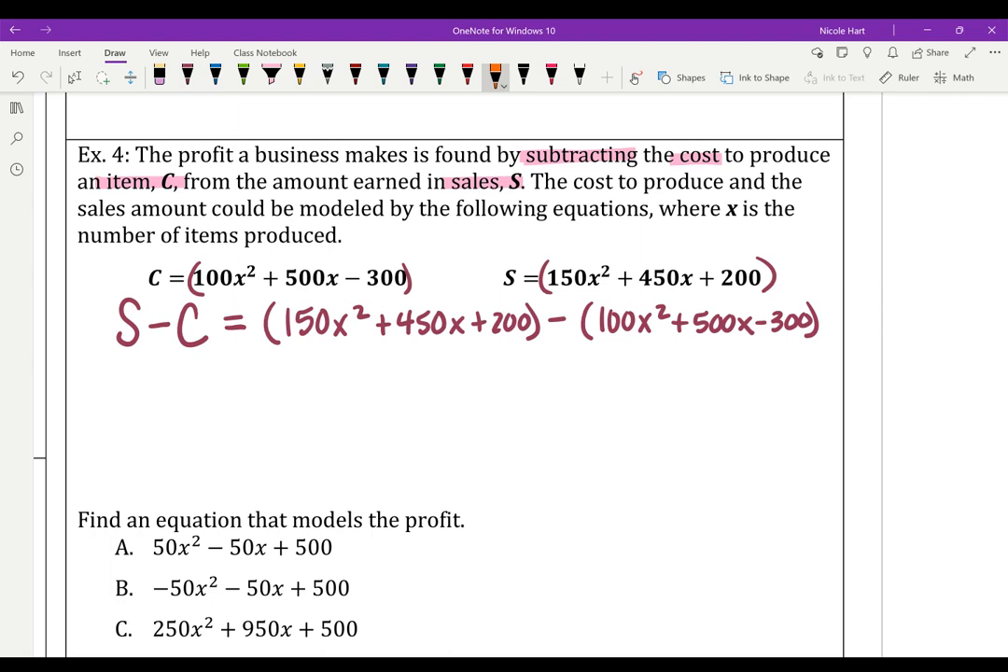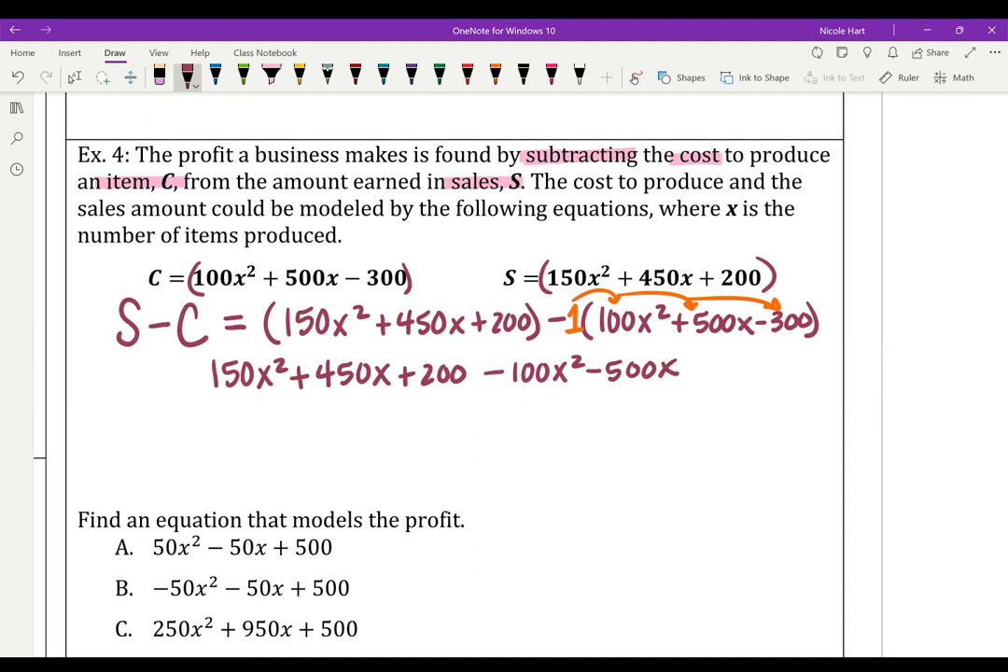So we are going to, again, subtract, and I'm going to do the same thing that I did previously. I'm going to put that -1 there to distribute all the way through that right-hand portion of my equation. So that way when I rewrite this, I have 150x squared plus 450x plus 200. And then that -1 times 100 gives me minus 100x squared. And -1 times 500 is minus 500x, and then that -1 times that -300 turns into a positive 300.